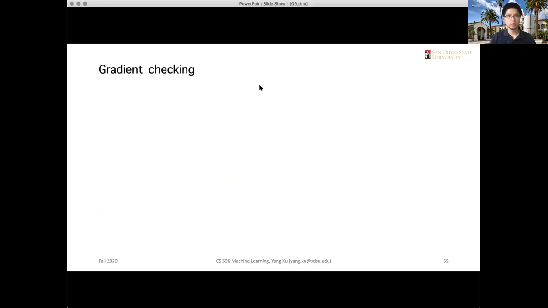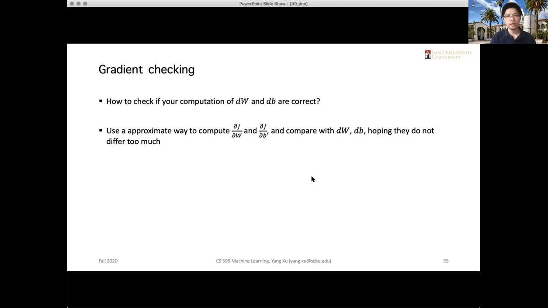All right. So lastly, if you are unsure whether your gradients are problematic, then you can check the magnitudes of gradients and compare them with some approximation or estimation of the gradients. So how do we do that? How do we check whether our computation for dW or dB are correct?